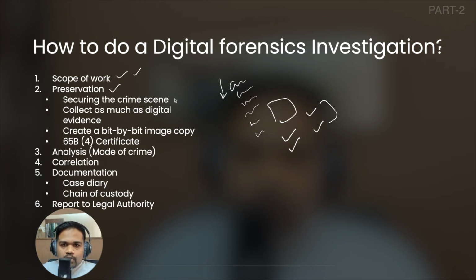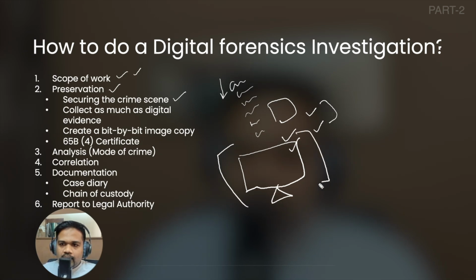Preservation: you have to secure the crime scene first. Wherever the crime happened, consider your laptop, okay? In your laptop some crime happened. So first of all, you have to isolate that endpoint machine, right? That is your first work, because it should not go to your network and replicate in all the endpoints. No. So first of all, you have to isolate.